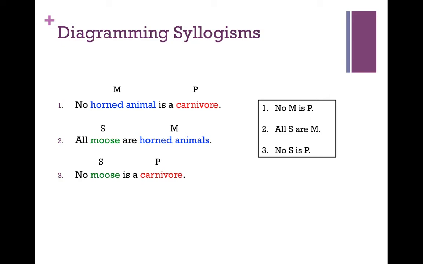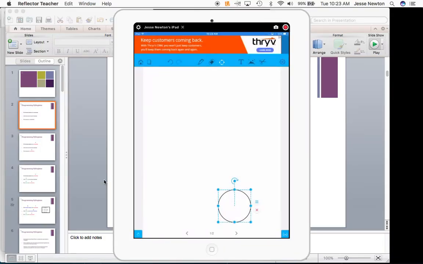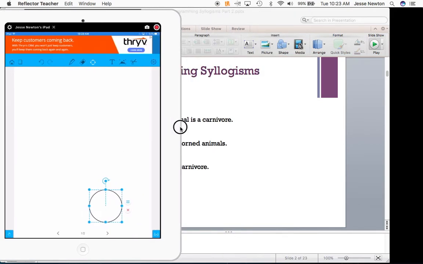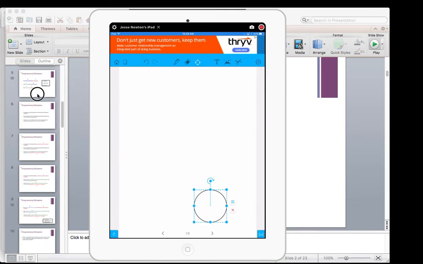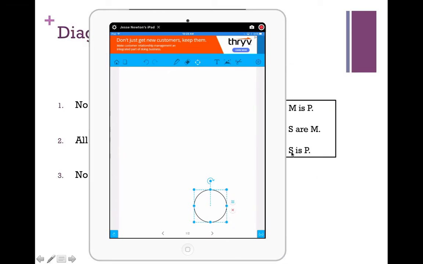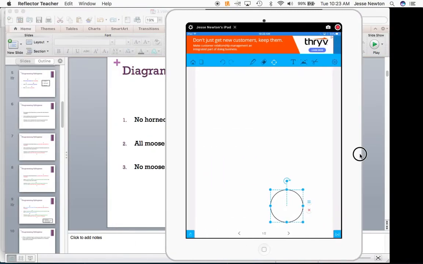If I can get my app to come up on the computer here. Okay, there we go. All right, and what I'm going to do is just, let's see if I can get this thing to cooperate. Apparently not.